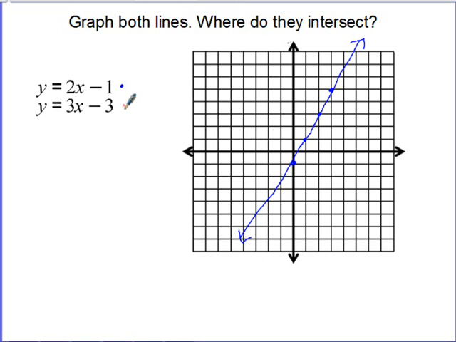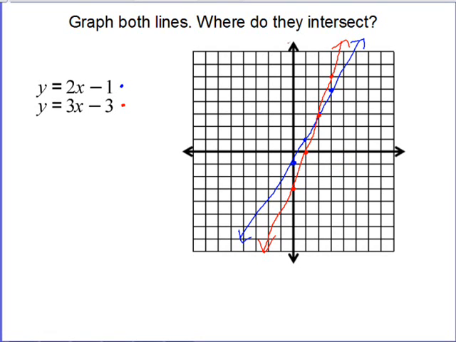Then I'm going to do this line in red. So y equals 3x minus 3. So down 1, 2, 3. And then I go up 3 over 1, up 3 over 1. So that line is going to look something like that. Alright, and we've already talked about how where the two lines cross each other, that's the solution, where they intersect.